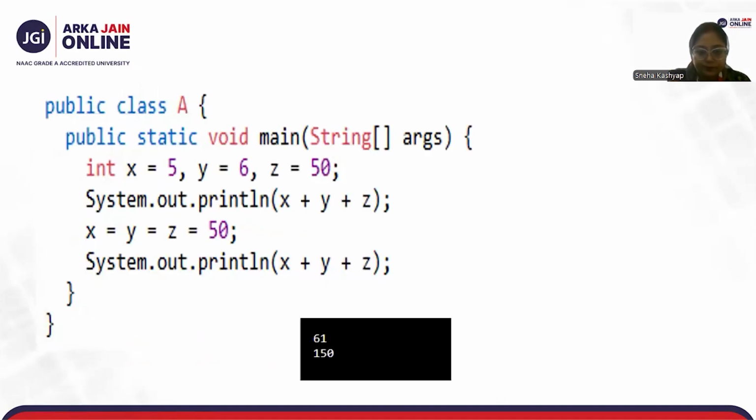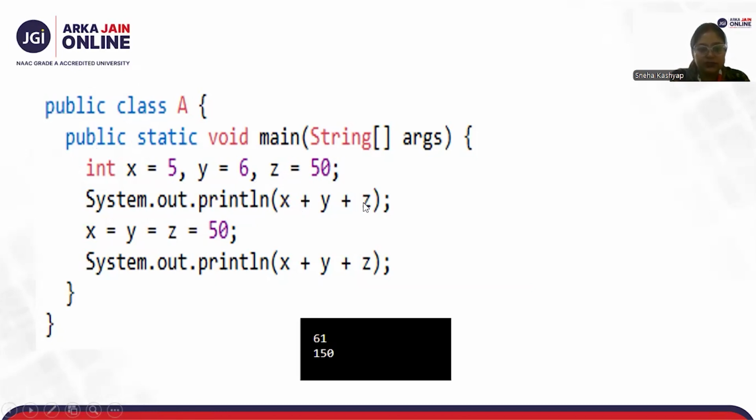Now let's see the same thing in terms of a program. So I've taken here the class with the name A and it is of type public. So what I've done is I've taken public static void main string args. Now I'm taking x value as 5, y I have taken as 6, z I have taken as 50.